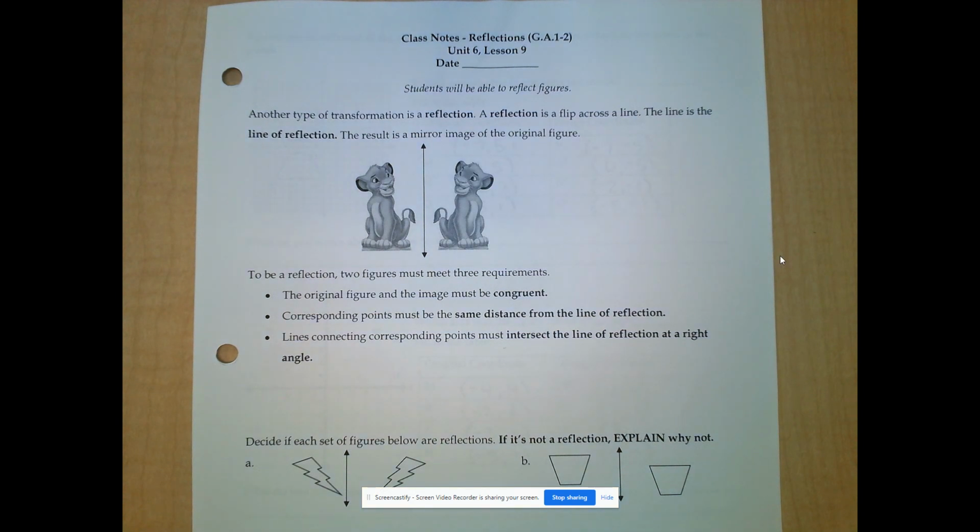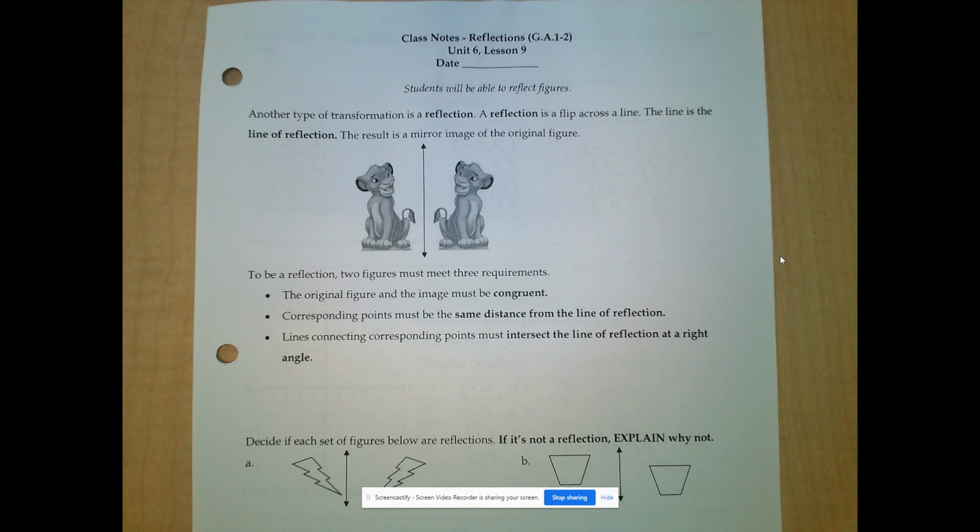We are talking about reflections. Mulan, reflections, reflections in the water. Another type of transformation is a reflection. A reflection is a flip across a line. The line is called the line of reflection. The result is a mirror image of the original figure.